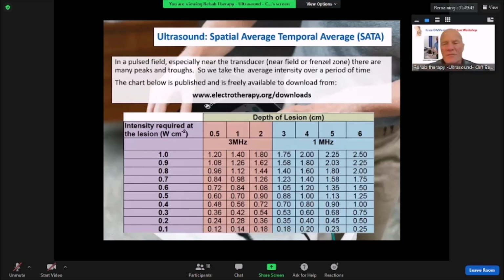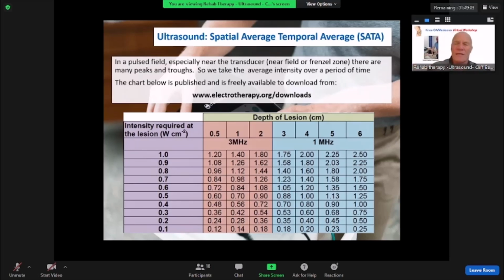Now, say these are available for you to download, and I know DJO supply them as well. So look, if you've got a depth of lesion of, let's say, 2 centimeters, and you want to provide something for a subacute condition, 0.3 watts per centimeter squared at the lesion, at the skin you're going to dial in 0.54, or as close to that as you can get. Okay, and that allows for the attenuation through the tissue. Okay, so that's how to work it out.